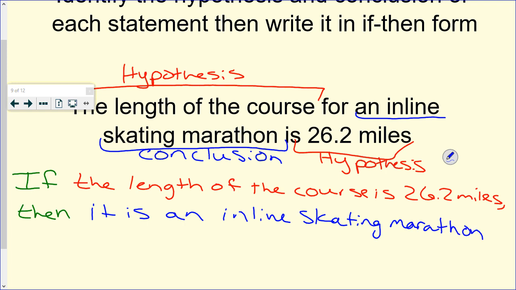We can put in extra details, we just can't get rid of extra details. We couldn't get rid of the word inline because that's part of this, right? We have to make sure an inline skating marathon is different from a skating marathon. An inline skating marathon is just like rollerblading versus being on the ice. Don't want to take rollerblades on an ice rink, right?